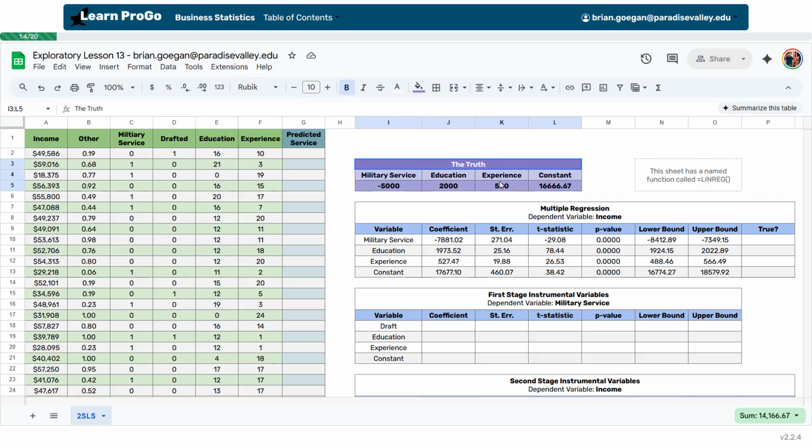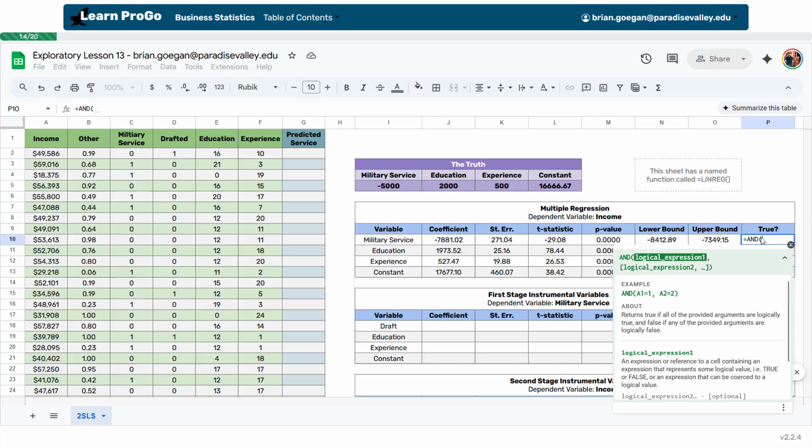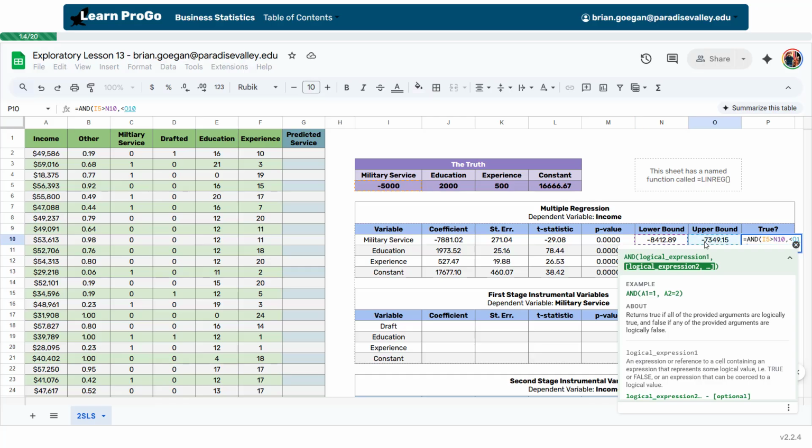So here, of course, I've got data that we've created so that we can know the truth, and we can check and see. So here we're using our AND function to determine is military service the true amount greater than the lower bound, but also is it less than the upper bound.